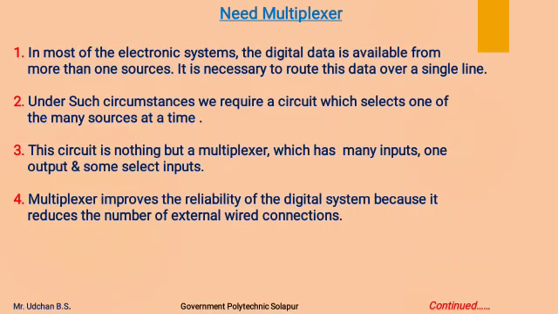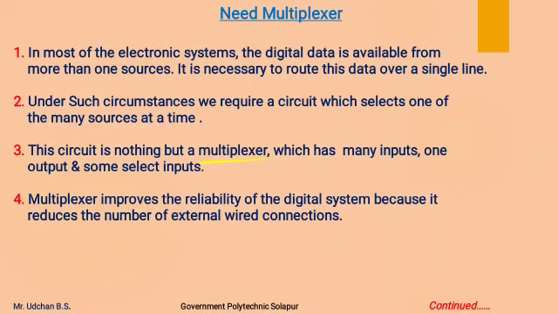Now next we will see what is the need of this multiplexer. In most of the electronic systems, the digital data is available from more than one source. It is necessary to route this data over a single line. For that purpose, we are using the multiplexer. Under such circumstances, we require a circuit which selects one of the many sources at a time. This circuit is nothing but a multiplexer, which has many inputs and only one output with some select inputs.